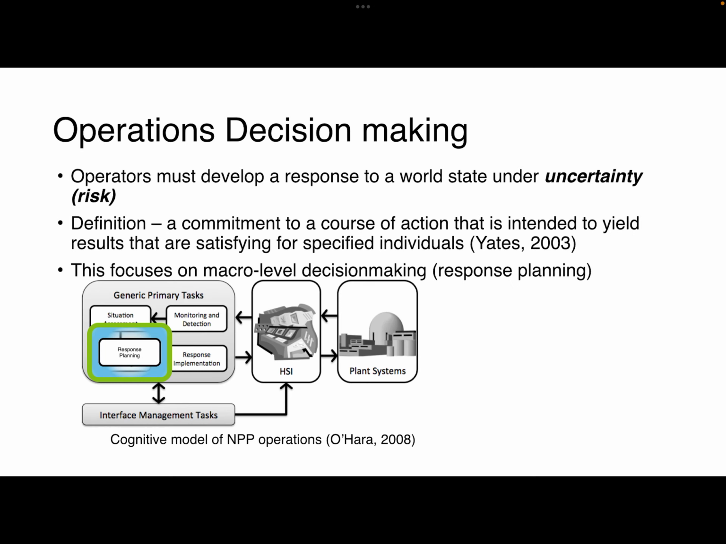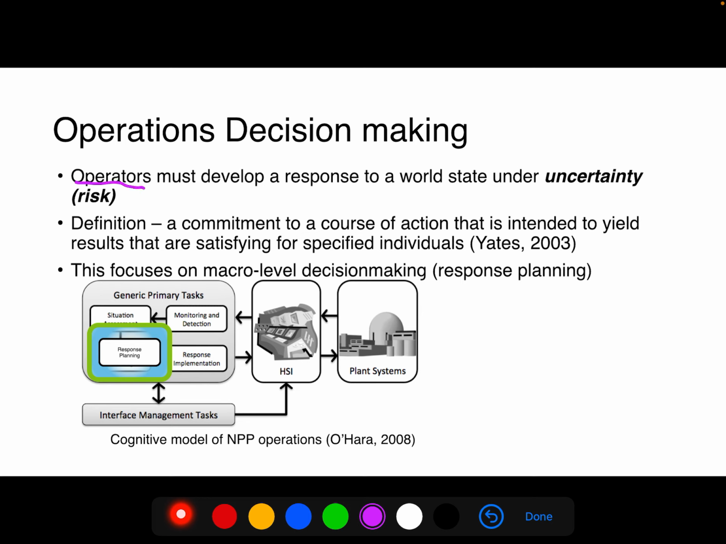Okay. So when we're thinking about decision making, and I framed this as operations, remember when you think about operations, we want to think about that in a generic sense. Everything in essence is some kind of an operation. So in that sense, everybody is an operator of some kind. Operators must develop a response to a world state under uncertainty. It's under uncertainty because we don't know everything about the world at any given moment. And that's where we get into a definition of risk.